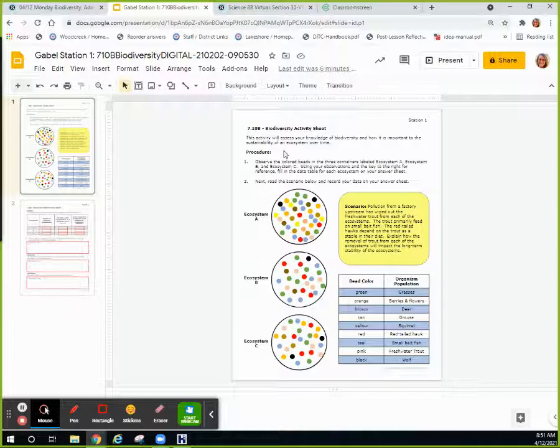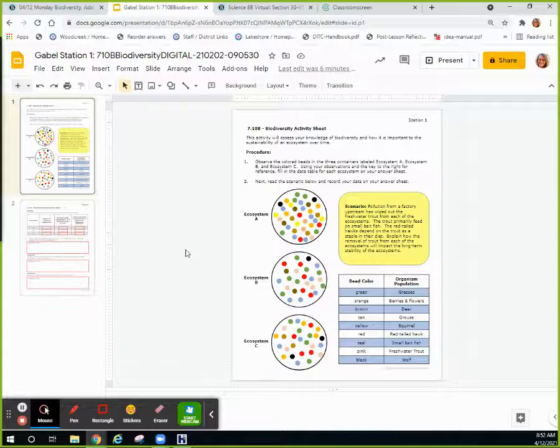together. Okay? So in this activity, you're going to observe the colored beads in each of these 3 containers labeled Ecosystem A, Ecosystem B, and Ecosystem C. Using your observations and this key for reference, you will fill in the data table for each ecosystem on your answer sheet. Next, read the scenario below and record your data on the answer sheet. So step 1 is to observe ecosystem A, ecosystem B, ecosystem C.